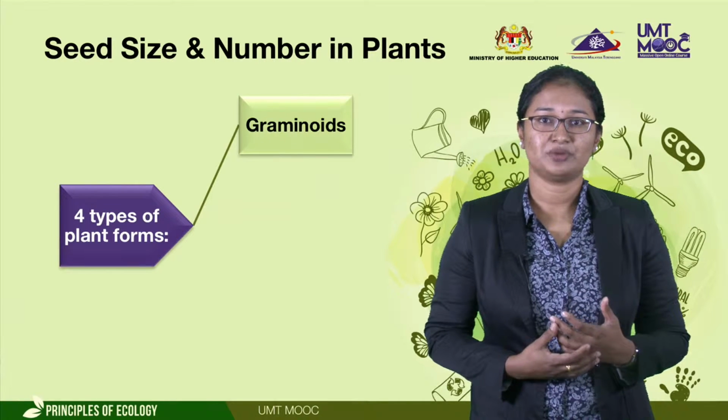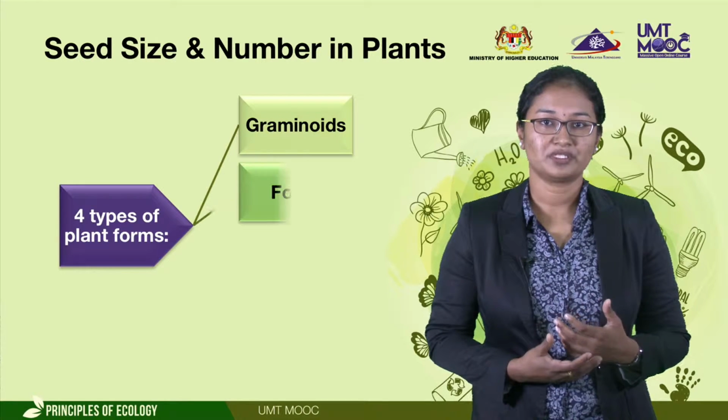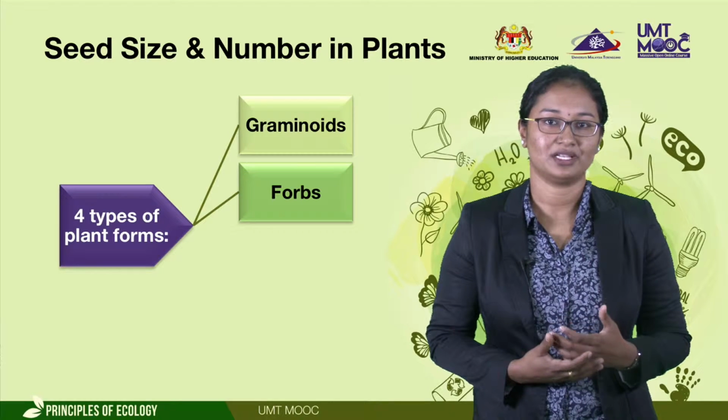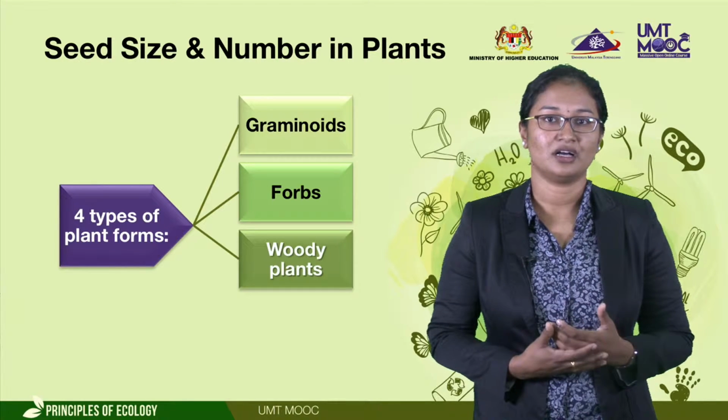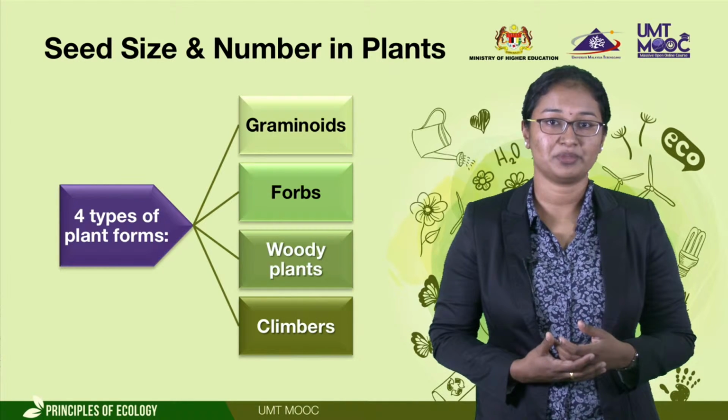Graminoids, which represent grass and grass-like plants. Forbs, which represent herbaceous and non-graminoid plants. Woody plants, which are plants with thick tissues. Climbers, which are vines and creepers.